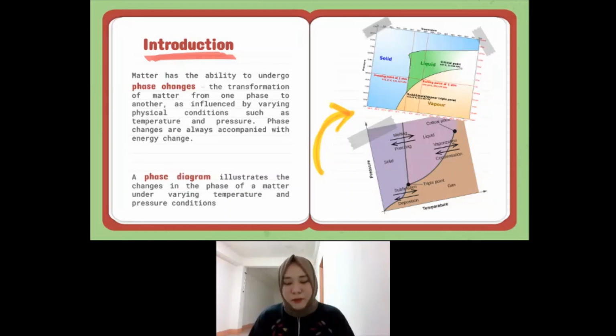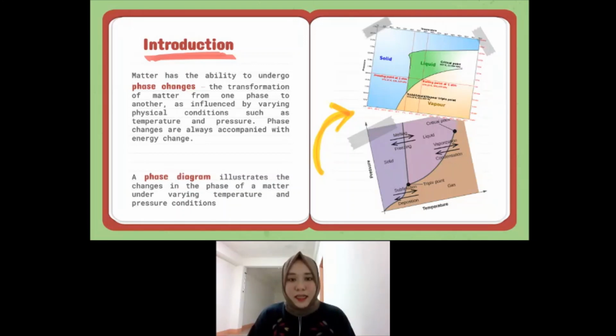So now, why are we talking about phase changes? It's because these different states of matter, solid, liquid, and gas, can be converted into different forms. For example, solids can be transformed to liquids, and then we have liquids that can be transformed to gas and vice versa. So this transformation, we call them phase changes. It's heavily influenced by changes in physical conditions, most specifically by temperature and pressure.